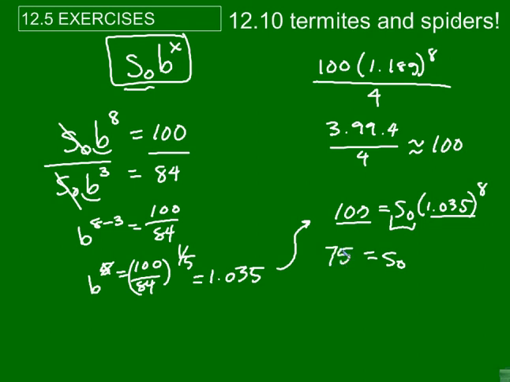This is a crummy house, man. You got 100 termites and 75 spiders right on the get-go.